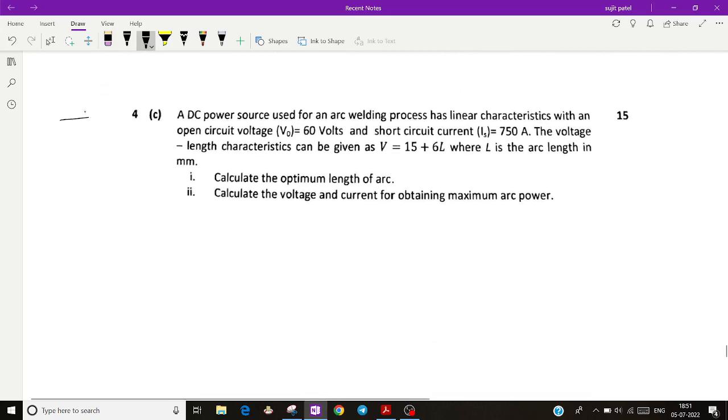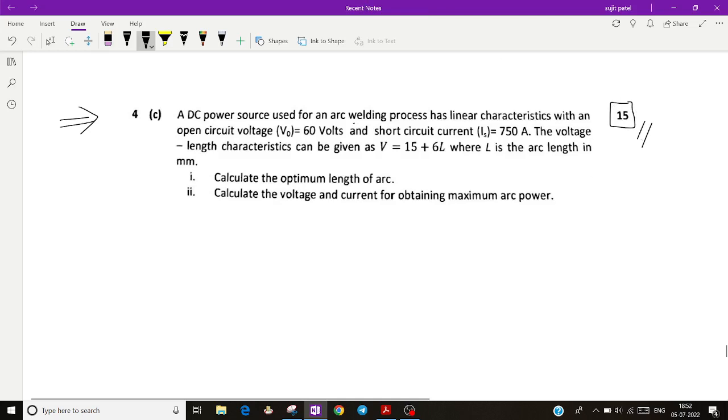We are moving to the next question, question 4c of the same paper, paper number 2. This is based on the linear arc welding process with arc length given, and this is a 15 marks question. This is a very common question that has been asked in prelims as well as mains, as well as GATE and BARC exams.